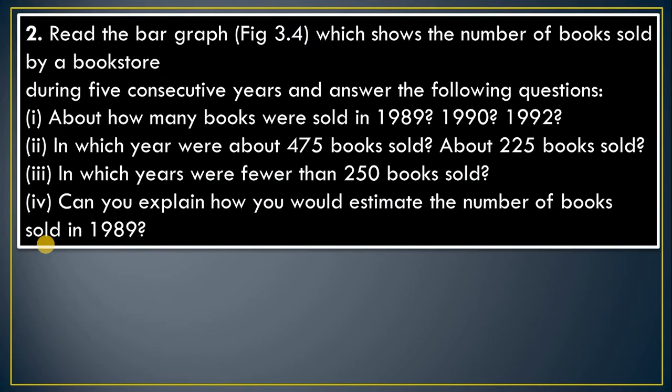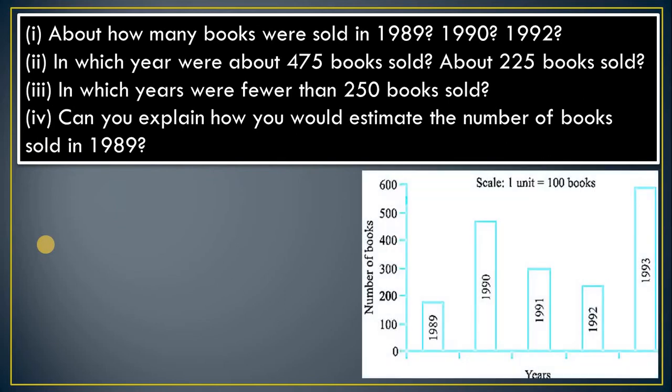Next question: read the bar graph which shows the number of books sold by a bookstore during 5 consecutive years. Answer the following questions. We will see the questions later on. First we will see the graph. So this is the graph. Here 1 unit equals 100 books, meaning a 100 gap is there between the numbers of books. So the first question is: how many books were sold in 1989, 1990 and 1992?